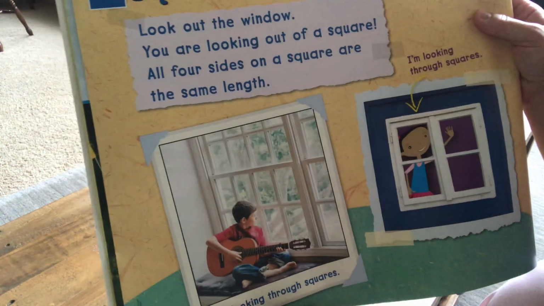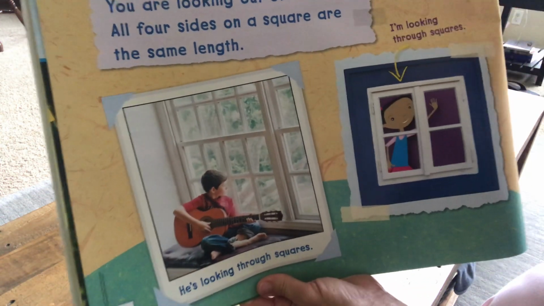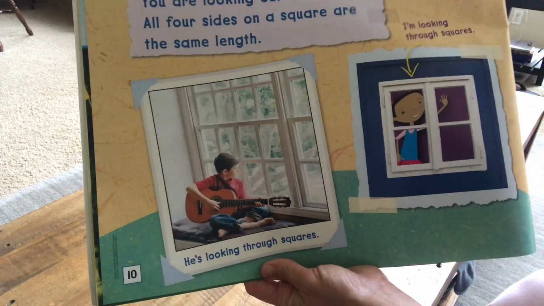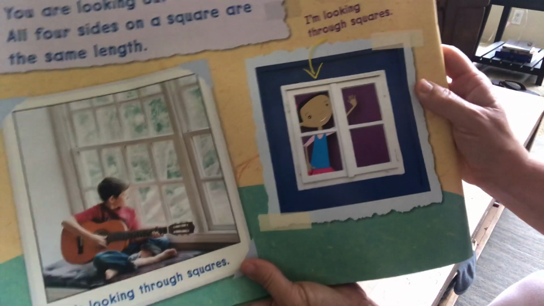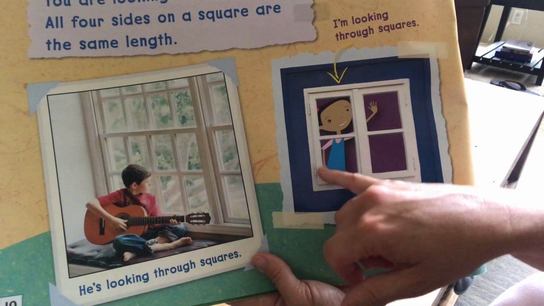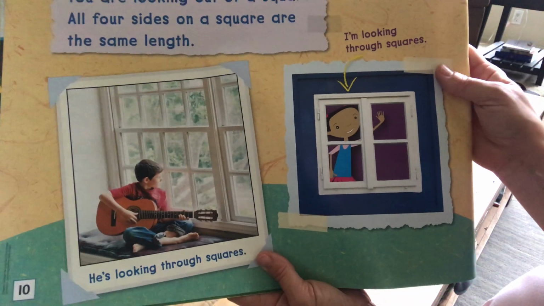"Squares. Look out the window. You are looking out of a square." All four sides on a square are the same length. So these are squares in his window. Look, he's looking through the squares, and I am looking through squares. So you can see this big square here, and then the little squares within the big square. And the squares have all four sides the same length.